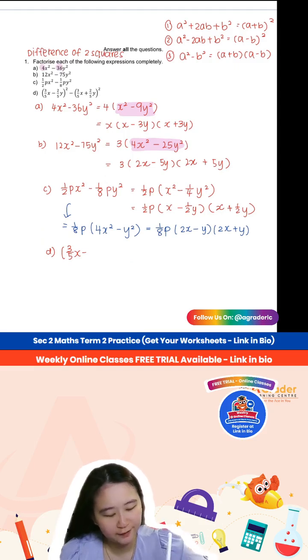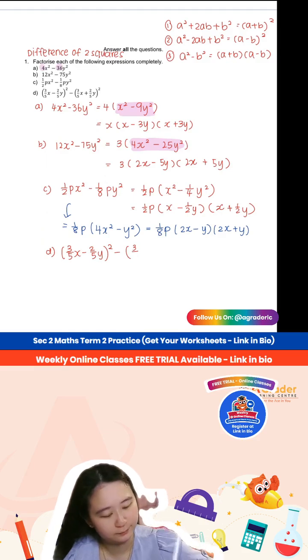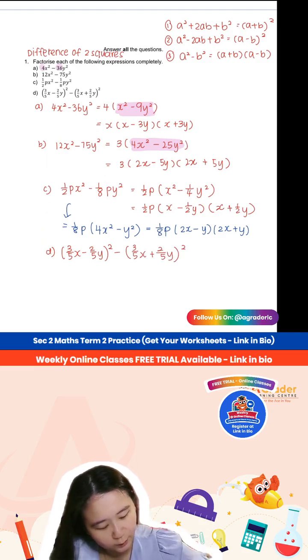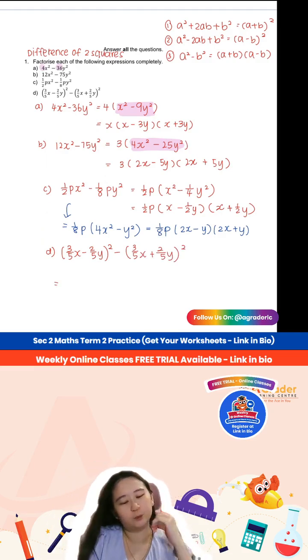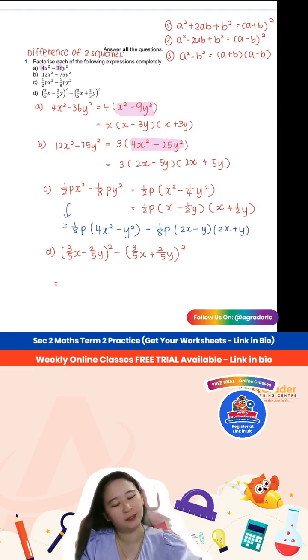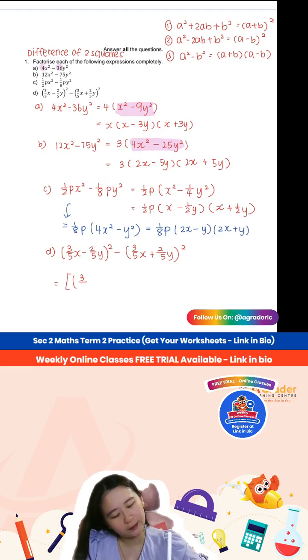D, (3/5x minus 2/5y) the whole thing squared, minus (3/5x plus 2/5y) the whole thing squared. So we have a squared minus b squared here. Our a is the first bracket, our b is the second bracket. So when you factorize, you can have a plus b, a minus b. So we will have, this is our a, plus our b.